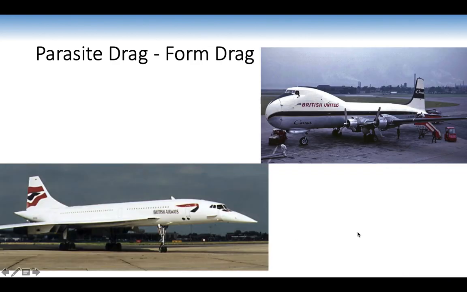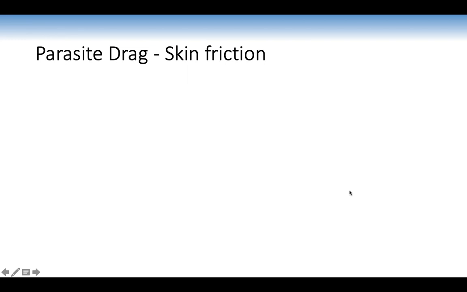So in terms of these two airplanes, the Concorde has a lot less form drag than this airplane over here, because it has to fly at quite fast speeds, so it needs to make sure it's minimized and streamlined as well. Whereas this airplane doesn't fly as fast as Concorde, so it doesn't need to worry about form drag as much.